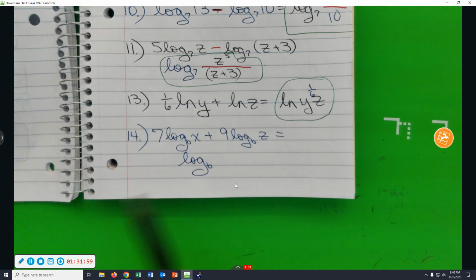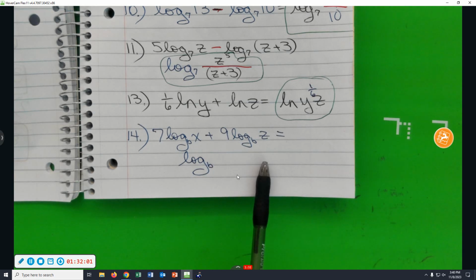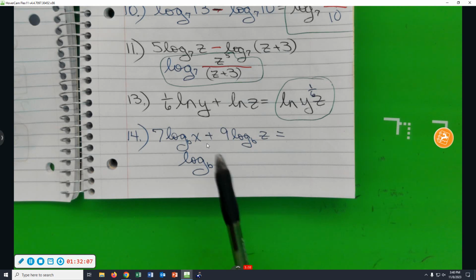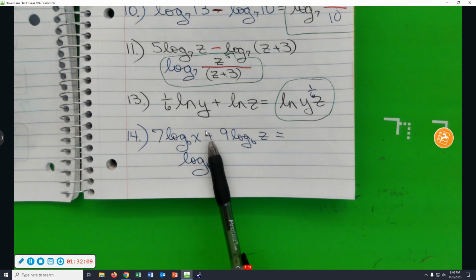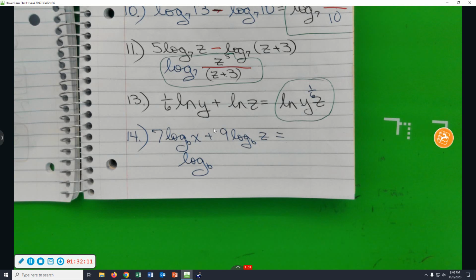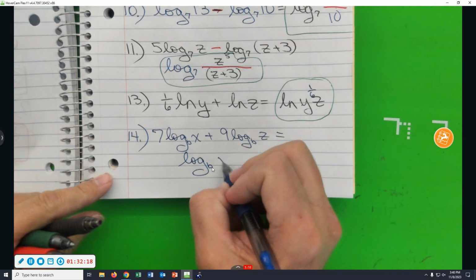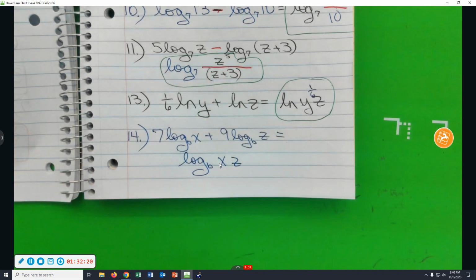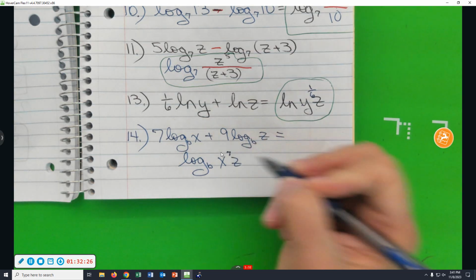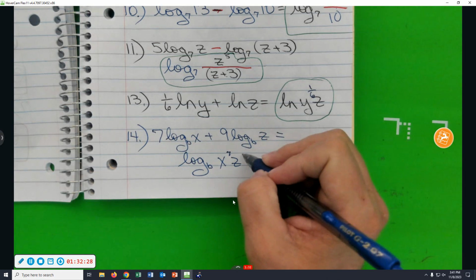Right. Do I need a fraction bar? No, because there's no subtraction, no minus sign, so we're not dividing. If you're not dividing, then the only thing you can do is multiply, so you're going to multiply the x and the z. Instead of the exponent, it's going to be on the x and the z. 7 on the x and 9 on the z.